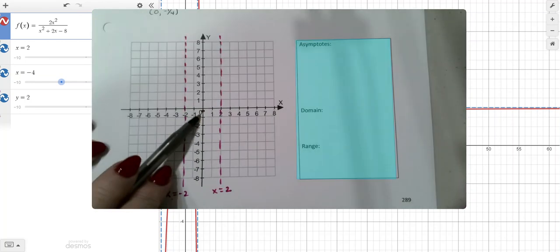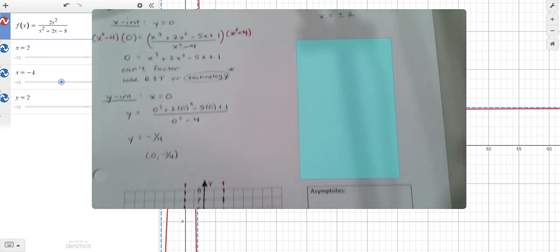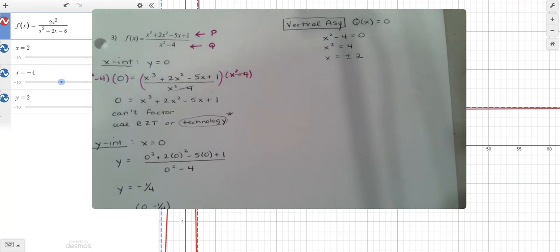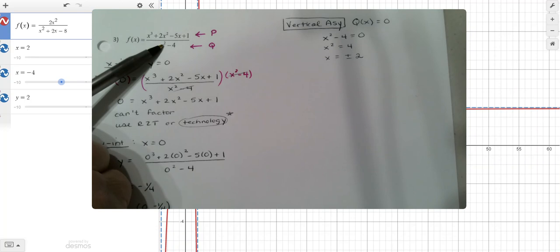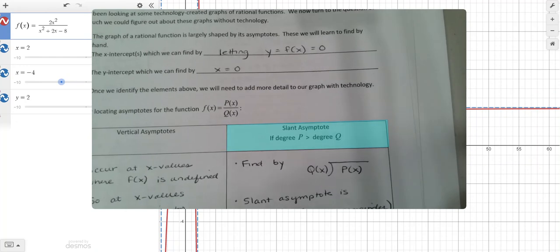And there's that y-intercept. All right. In this case, when I look at my degrees, notice the degree of p is larger than the degree of q. And so this is the case where I have the slant asymptote. Degree p bigger than degree q. And I'm supposed to find the slant asymptote by doing the division.